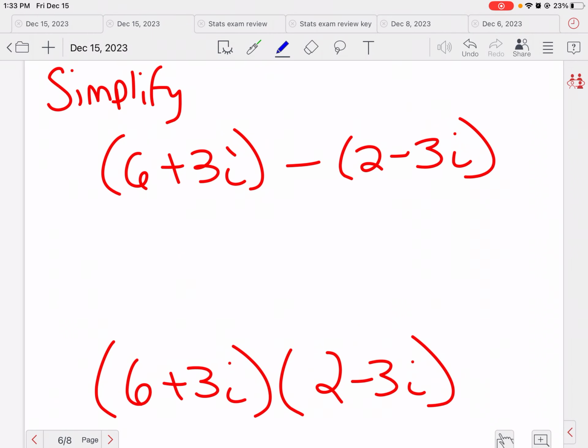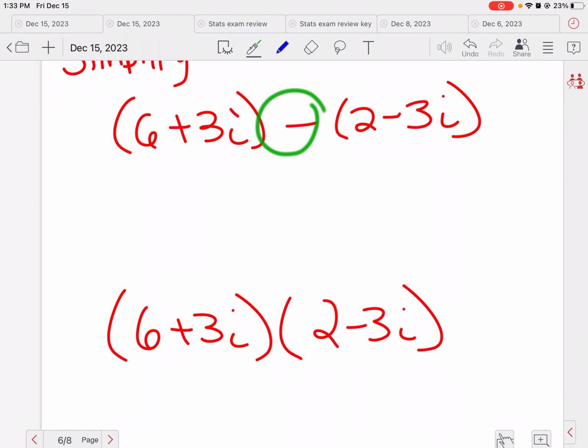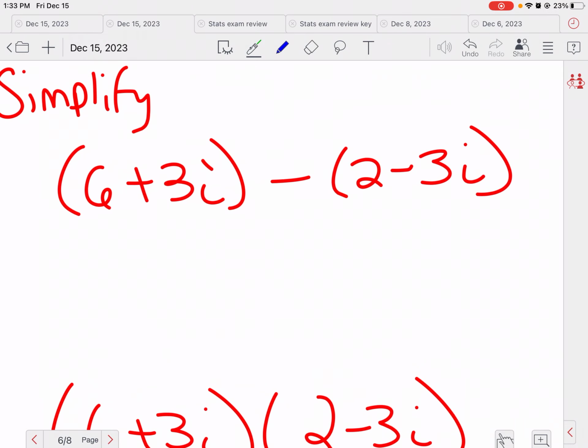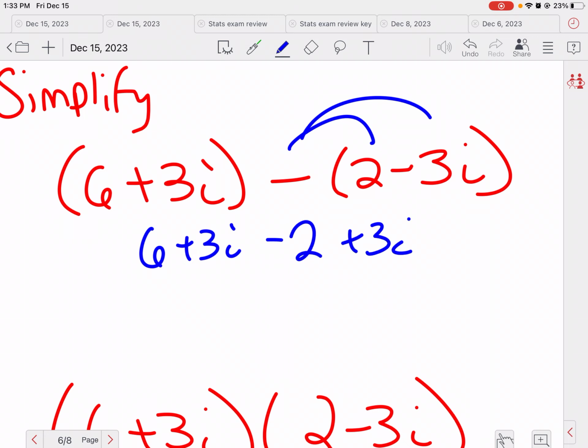All right, simplifying with imaginary numbers. Be careful because this one has a minus in between and this one's multiplication. Those are different things, so pay attention. I'm going to distribute my negative, so I have 6 plus 3i minus 2 plus 3i. Combine your i's together, which would be 6i, and combine your constants together, which would be 4.